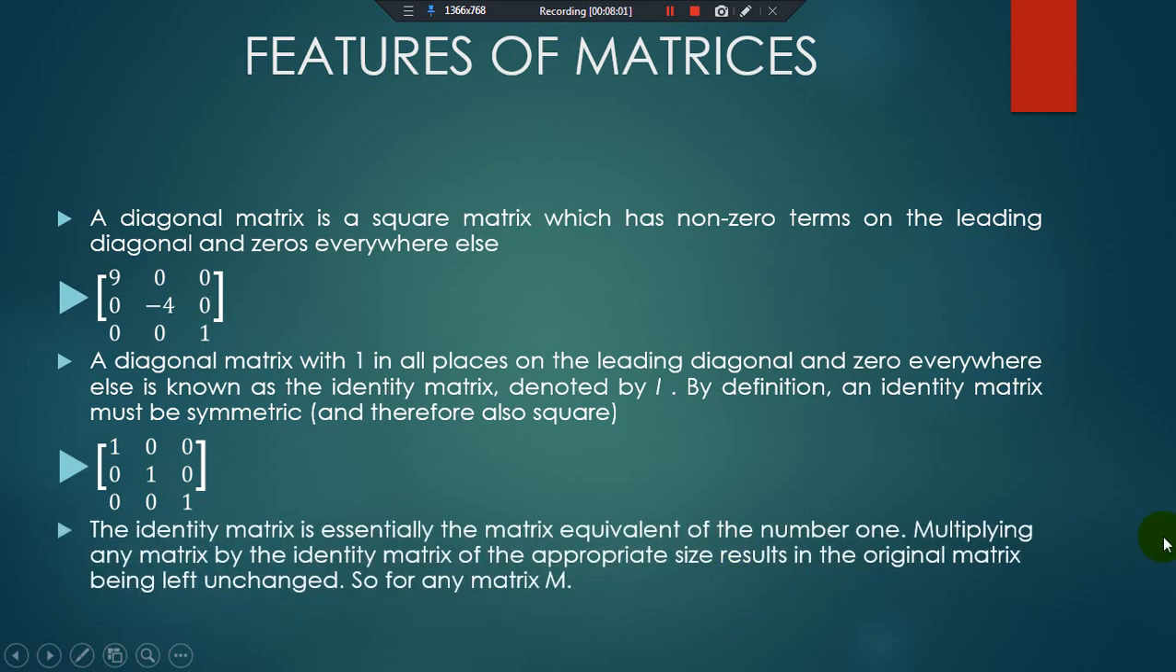The identity matrix is essentially the matrix equivalent of the number 1. Multiplying any matrix by the identity matrix of appropriate size results in the original matrix being left unchanged. So for any matrix M, if we multiply the matrix M with the identity, or the identity with the matrix M, we get the original matrix M.